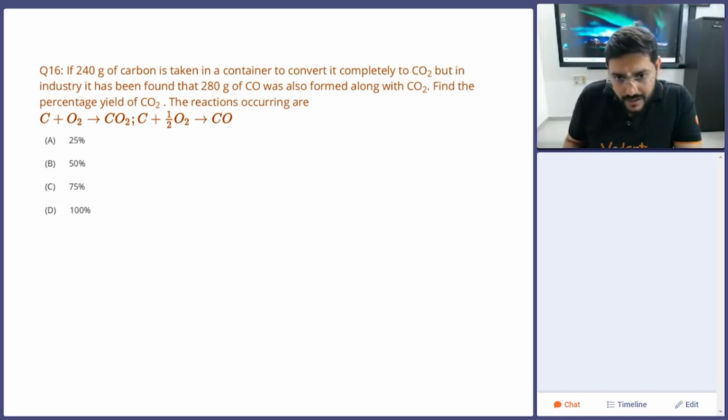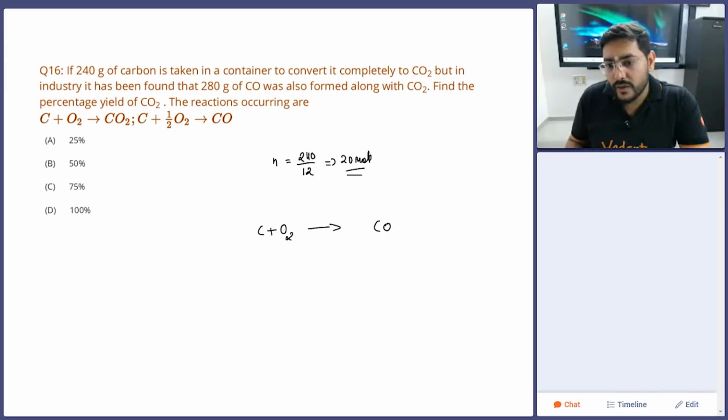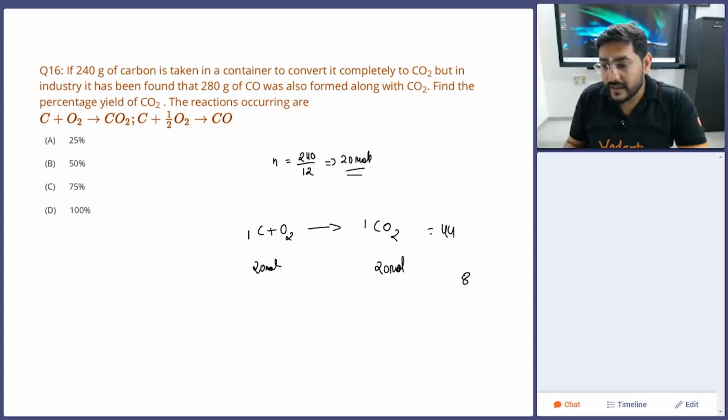Check one. See here, what is the moles of carbon? Here 240 gram is given to you, divided by 12. So can I say that 20 moles of carbon is there? Now, when carbon is going to react with oxygen, it is going to give you CO2. So from 1 mole we are going to get 1 mole. From 20 moles we are going to get 20 moles. What is the molecular weight of carbon dioxide? That is 44. So 44 multiplied by 20. What we are going to get? 880. So 880 should be the weight that should be obtained.